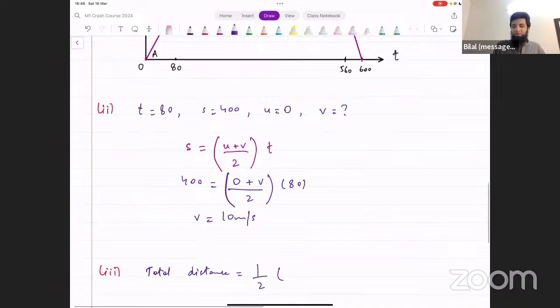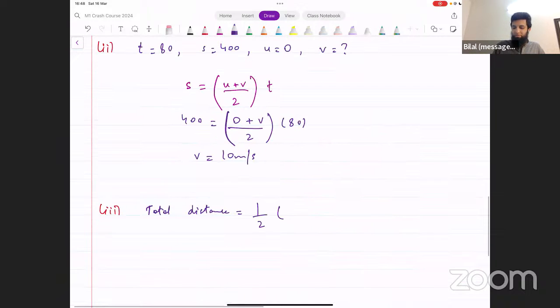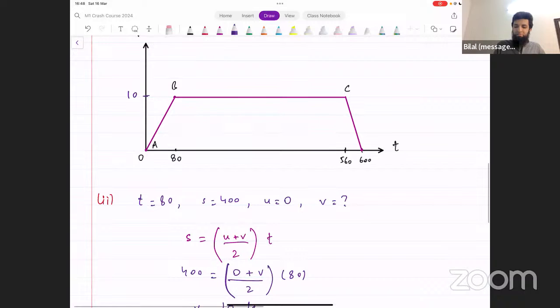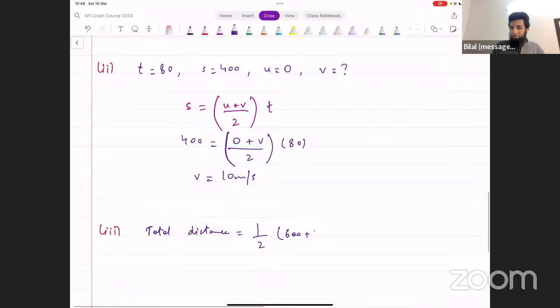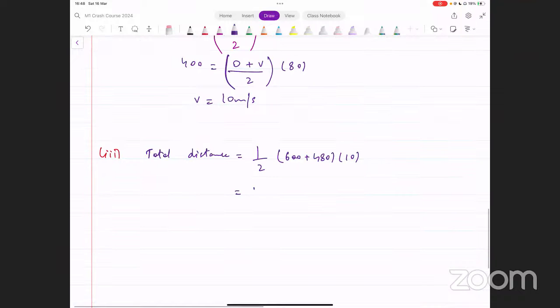Half into the sum of parallel sides. One side is 600 plus BC, 80 to 560. What's that length? That is 480. Multiplied by height, that is 10. That's going to give you the total distance traveled. What do you get from this? 5,400. So the total distance traveled is 5,400 meters.